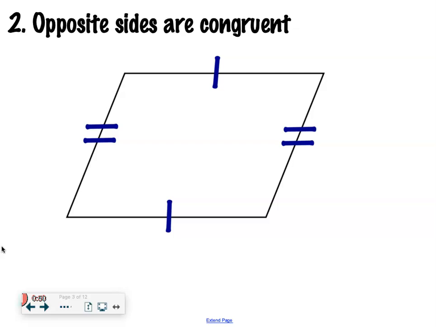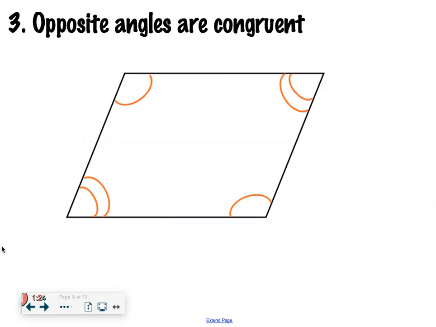Okay, our next property, opposite sides are congruent. They're the same length. And again, remember those little tick marks tell you things are equal. Opposite angles are congruent. Remember those little archy marks tell you that angles are equal.